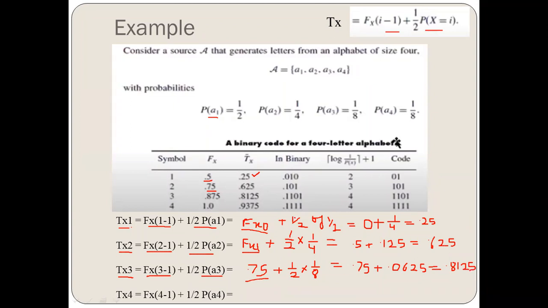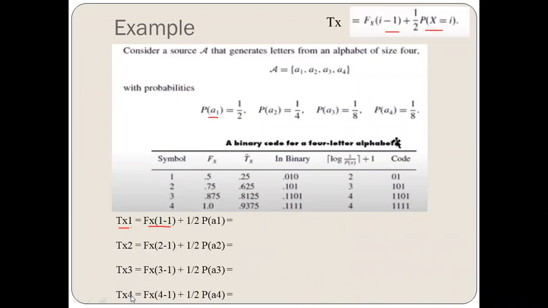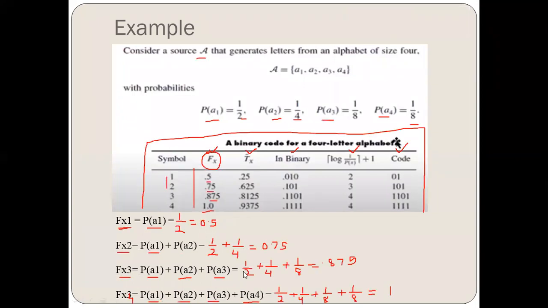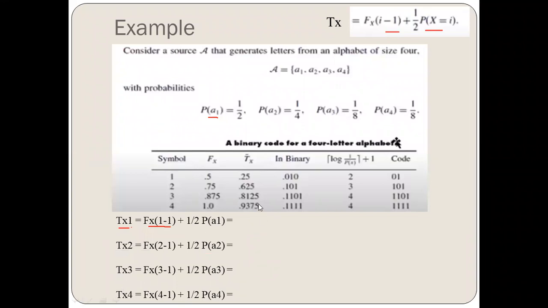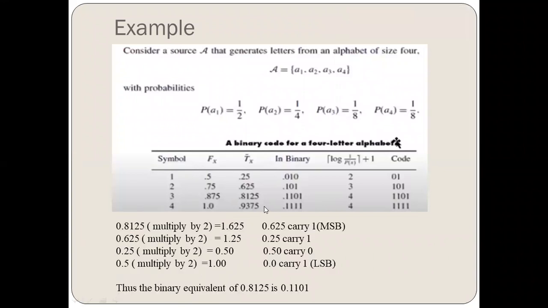Now you can see what values we have. We have 0.25 for Tx1, for Tx2 we have 0.625, and for Tx3 we have 0.8125. And simply we are going to find out for Tx4. So it will be Fx 4 minus 1, i is 4 here now, plus half of PA4, right? So when I calculate this, I'll get the value from this formula, right?